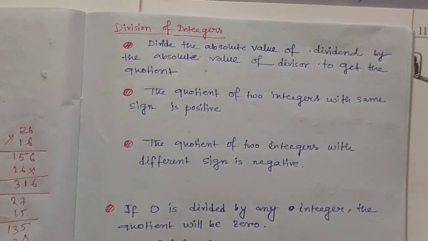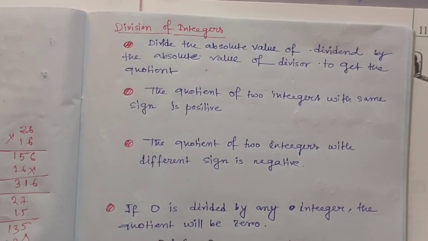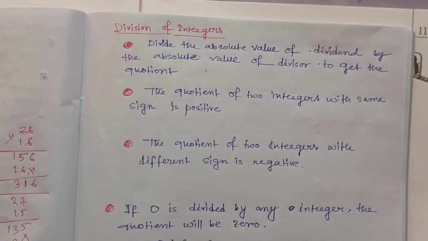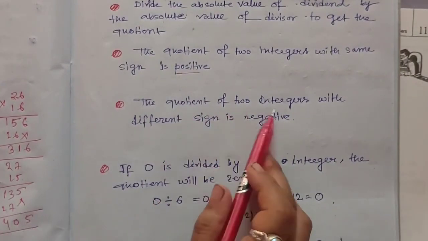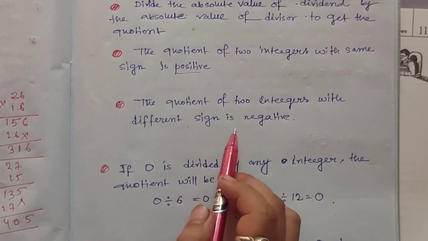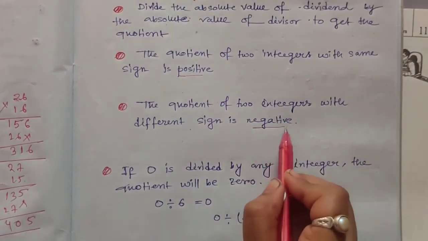Okay, and the quotient of two integers with the same sign is positive, if the divisor and dividend are of the same sign. So when the divisor and dividend are of the same sign, then the sign of the quotient will be positive. And the quotient of two integers with different signs is negative.